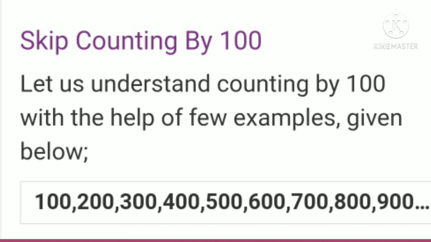Dear students, I hope that you have understood skip counting, that is chapter number 9.